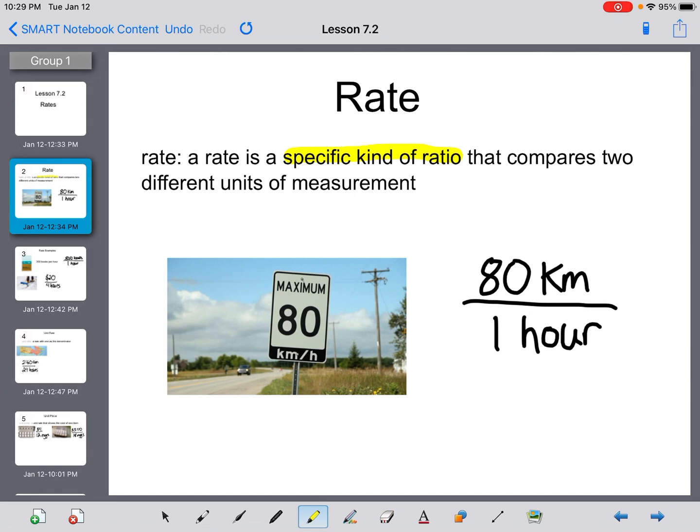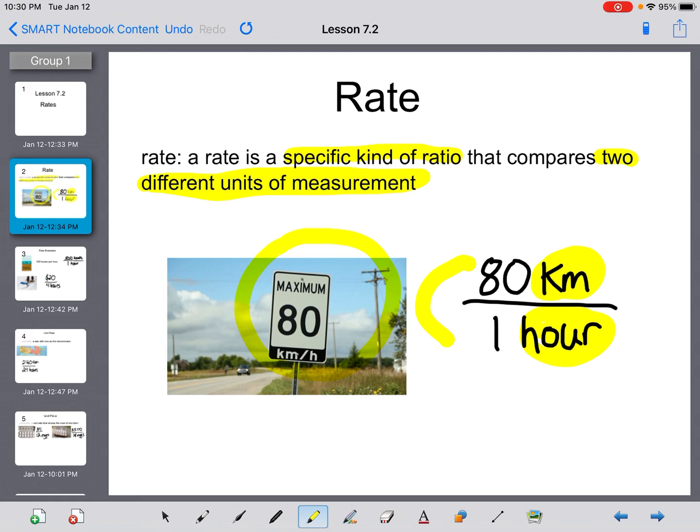It's different because it compares two different units of measurement. The most common time when we would use a rate is when we're talking about the speed limit. Maybe you're driving on a road in the country and you are allowed to go 80 kilometers in 1 hour. So we're comparing two different numbers, which makes it a ratio. But then it's a specific kind of ratio. It's a rate because it's two different units of measurement. We're comparing kilometers to hours.